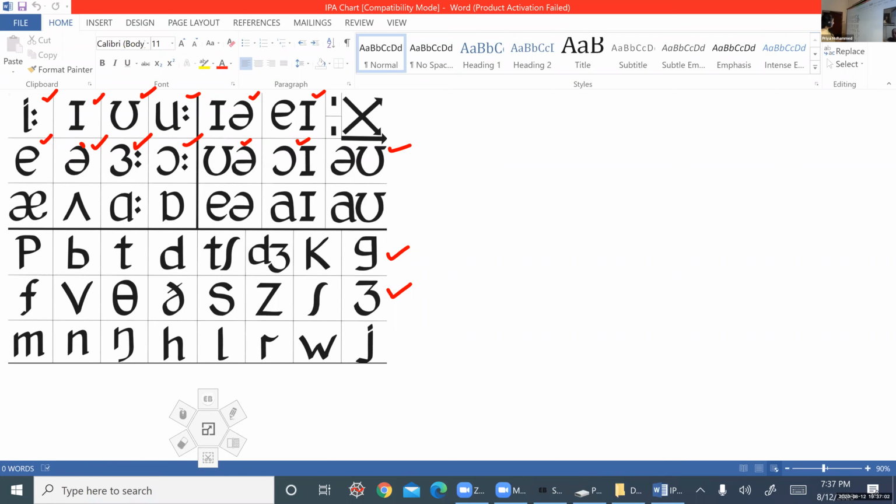So, any idea what this one is? Can you play it now? If you don't know, you can simply play it from the app. Ear. Ear. Perfect, Lynette. That's right. This one?